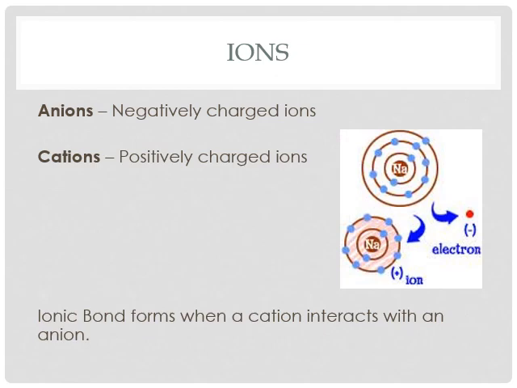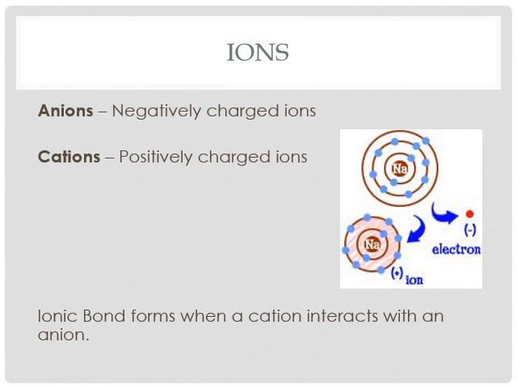You have 2 kinds of ions. I'll take them back. Lost my microphone. Put that back on. All right, so you've got 2 big kinds of ions. You've got cations and anions. An anion is negatively charged. If it's negatively charged, it has too many or too few electrons.